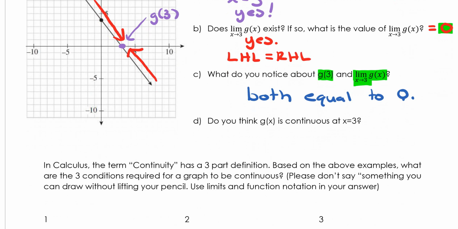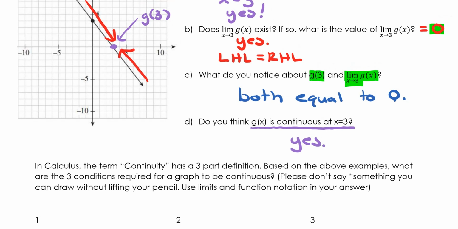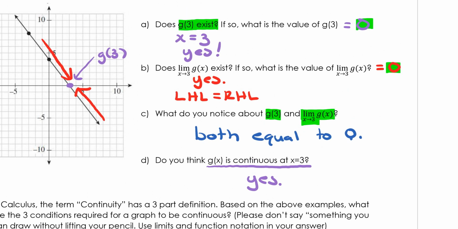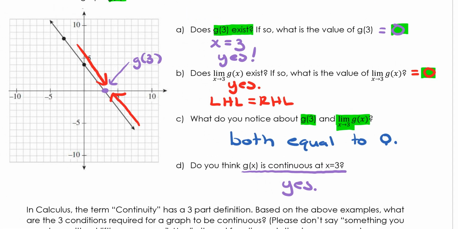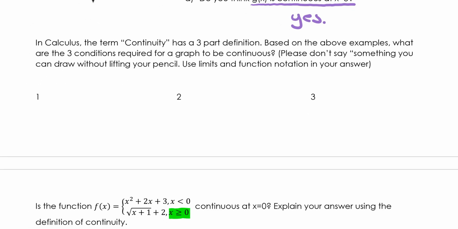Okay, and then finally a follow-up question here is, do you think g of x is continuous at x equals 3? And I will say yes, because I can draw this graph without lifting my pencil, and it looks like the limit and g of 3 when x equals 3 are both equal because they have a value of 0.